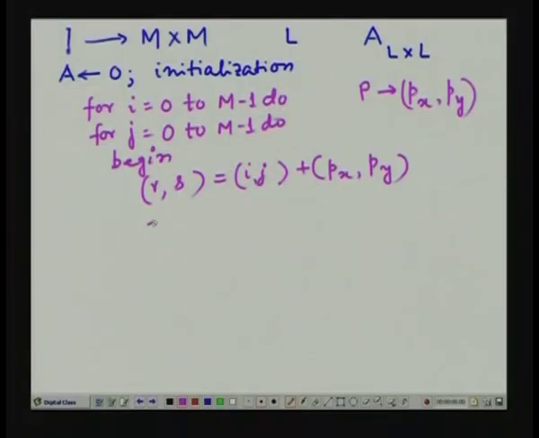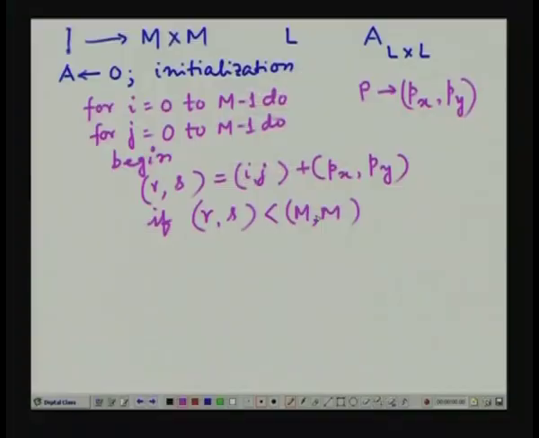So, I have to check if this vector RS is less than MM, then only this RS position is within our image, because our image is of dimension capital M by capital M, which are indexed from 0 to capital M minus 1 and 0 to capital M minus 1. So, if this condition is satisfied, that means the RS point remains in our image.